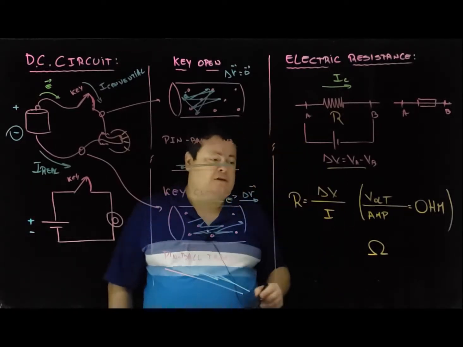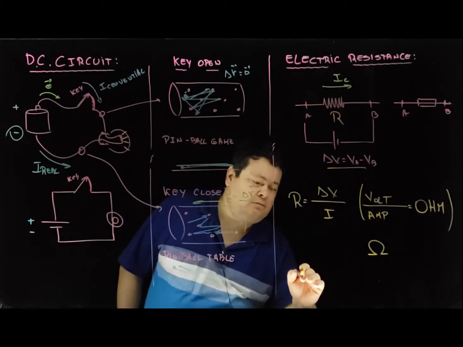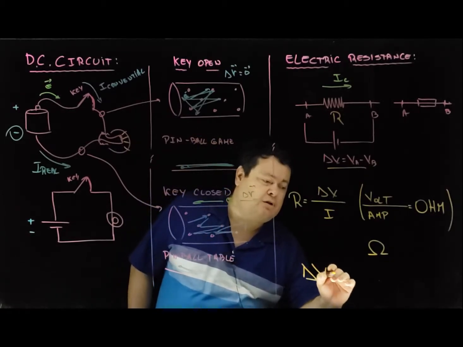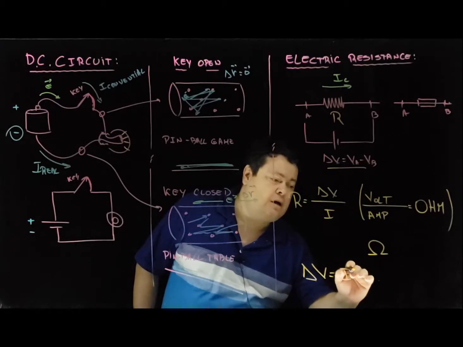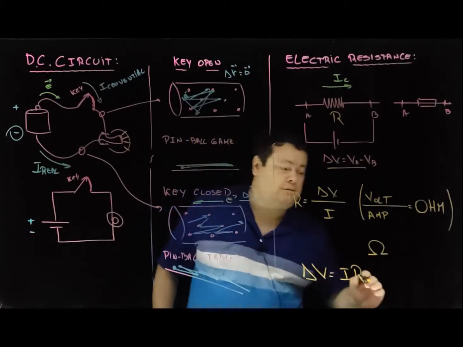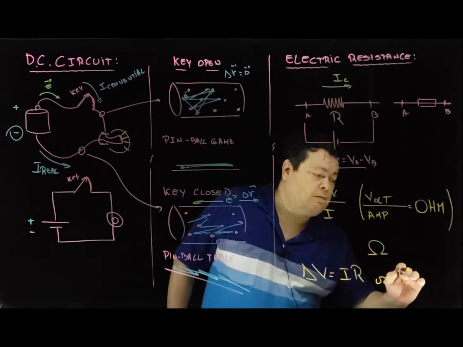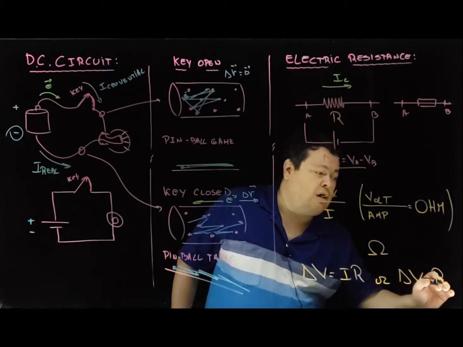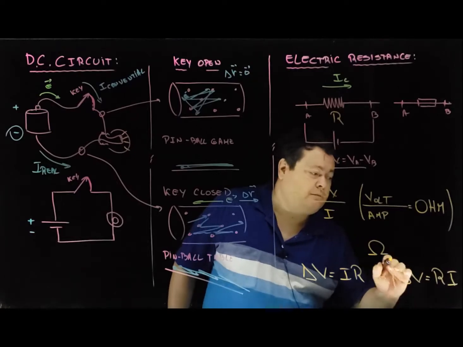Although we define resistance this way, I prefer to use the equation written this way. Delta V equals IR. I think it is more useful this way. Or delta V equals RI.